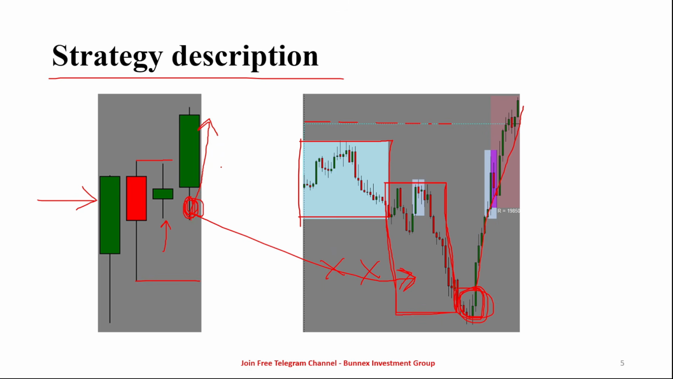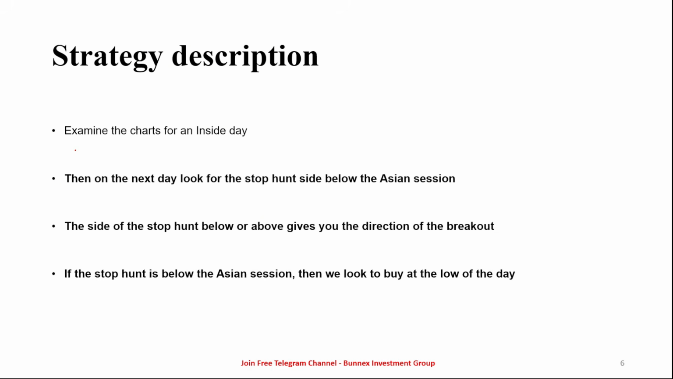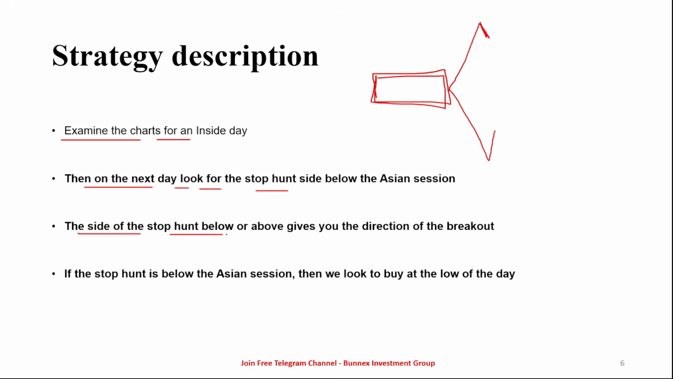So basically we are saying, firstly, examine the charts and find an inside day on the daily time frame. Then on the next day after the inside day, look for a stop hunt below the Asian session, right? So this is the Asian session, and this is the day after the inside day. We want to see a stop hunt that will go either this way or that way. Whatever direction the stop hunt is issued, we know that the side of the stop hunt, below or above, gives you the direction of the breakout.